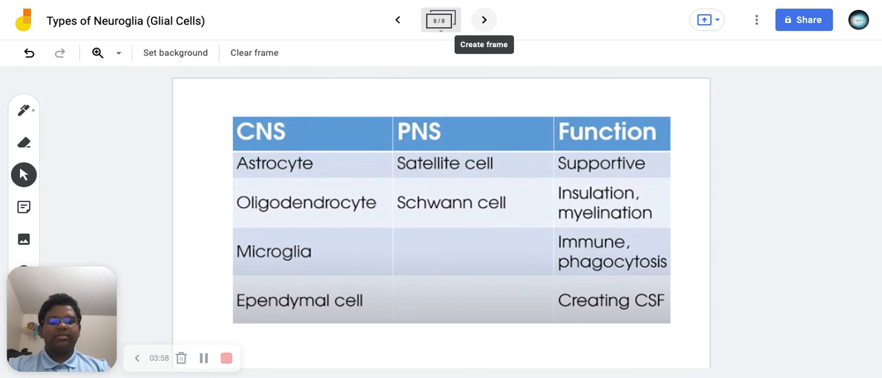Here is a chart that summarizes the types of neuroglia in the central nervous system and the peripheral nervous system, along with the respective functions.